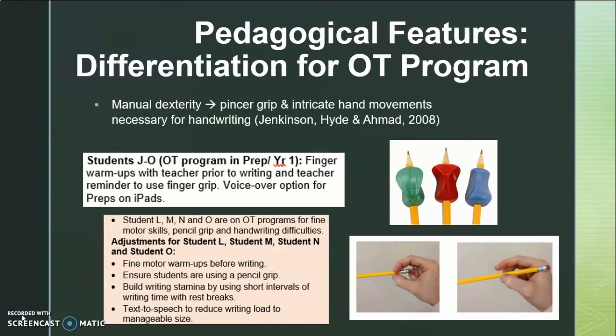There were also 6 students in Prep and Year 1 on occupational therapy plans for fine motor skills. Manual dexterity, including pincer grip and other intricate and precise hand movements, are necessary for handwriting. The occupational therapy plan indicates that these students are experiencing difficulties in these areas. The plan identifies that pencil grips should be used by all students and finger warm-ups, such as a pencil walk, to improve pincer grip should be completed before writing. Thus, these adjustments were made to the lesson plan during the You Do writing task.